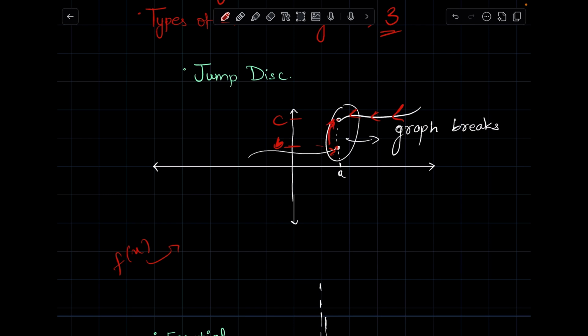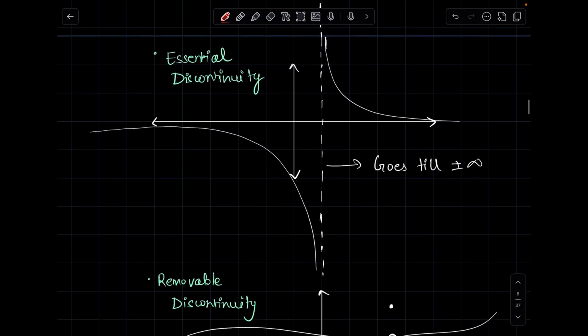The output you get by inputting x is equal to a changes as your limit shifts from the left-hand side to the right-hand side. It jumps to another value. Basically, if you see a graph break, where there are two values that correspond, therefore there is a jump discontinuity present there. It's not that complicated. It's very easy to understand.